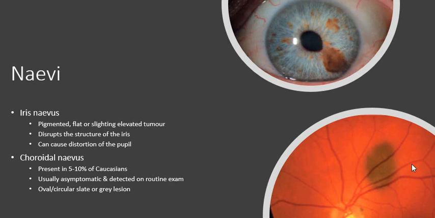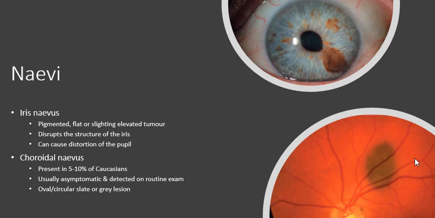They are present in about 5 to 10% of Caucasians, and usually they are present at birth, but they do grow a little bit before puberty. And often the patient doesn't have any symptoms, and it's just detected on a routine examination. So what you will see is a very typical oval shape, and it's usually a slate color or a gray lesion. And it has what we call detectable but not sharp borders. So if you were to take a pencil and try and draw exactly around this nevis, you would have some difficulty actually defining the edge.